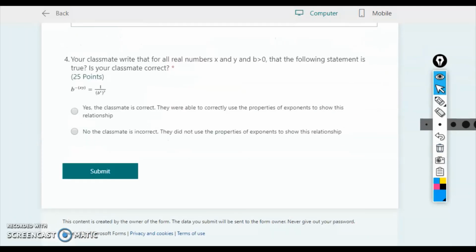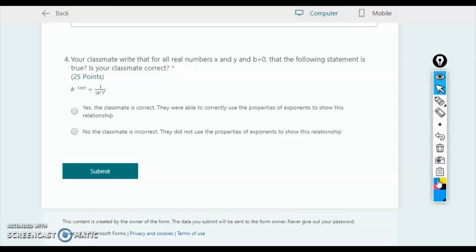Number 4. Your classmate writes that for all real numbers x and y and b greater than 0, the following statement is true. Is your classmate correct? All this is saying is we're not going to take into account negative numbers for b. We're just going to do positive, so I'm not worried about negatives. Alright, so it wants to know, is this equal to this?